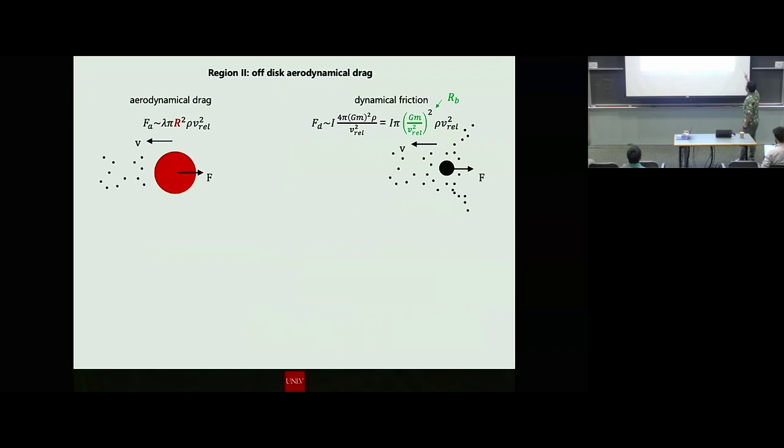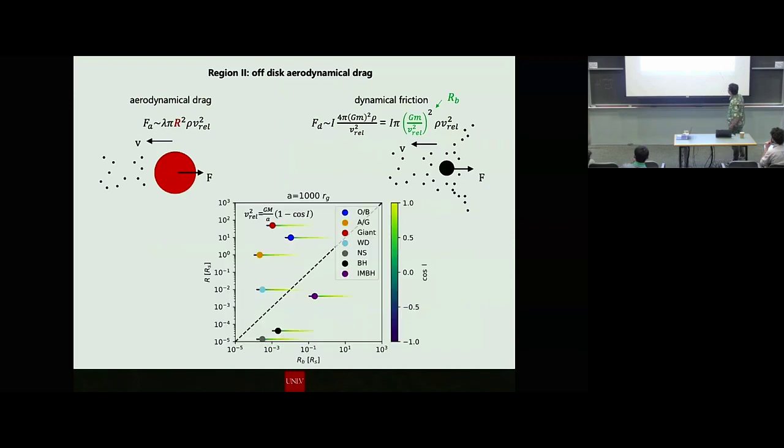However, if we can rewrite this formula in this way, then you will find this Bondi-Hoyle radius. And if you compare this Bondi-Hoyle radius with the geometric size of the object, if the geometric cross-section is larger than the Bondi-Hoyle cross-section, then your aerodynamic drag dominates over the dynamical friction process. However, if your Bondi-Hoyle radius is larger than the size of this object, then your dynamical friction dominates over the aerodynamic drag.